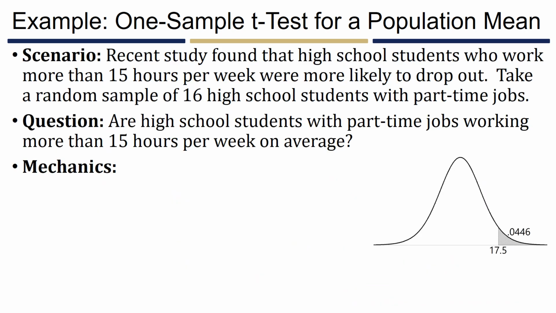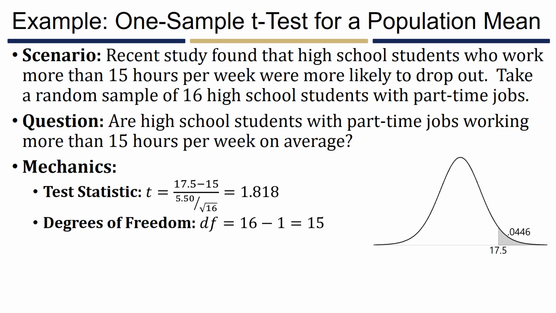Calculating out the test statistic, what we end up with is our sample mean, 17.5, minus the hypothesized mean of 15, divided by the standard error, 5.5 over the square root of 16, which gives us 1.818. This is telling us that if the true population mean number of hours worked per week by high school students is actually equal to 15, then our sample mean of 17.5 is about 1.8 standard deviations or standard errors above what we would expect.